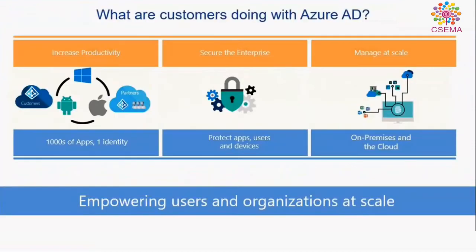So these are some things which customers who are using Azure AD are doing today. It gives access to, again, what we talked about, 1,000+ apps using one identity. It protects apps, users, and devices. It also integrates your on-premise and the cloud. We'll talk about how the integration works in a bit. So the scaling is the important piece here.